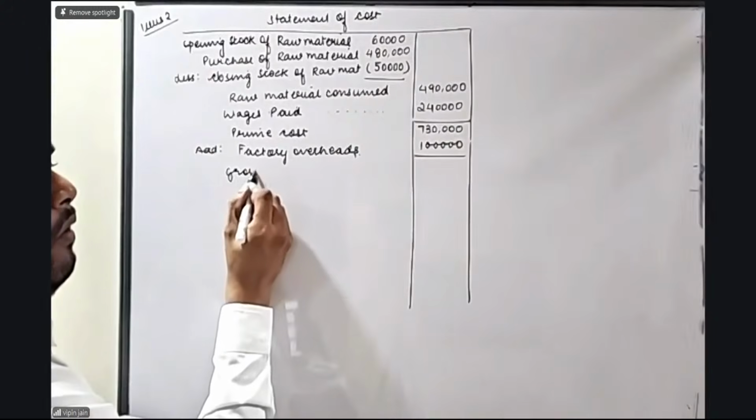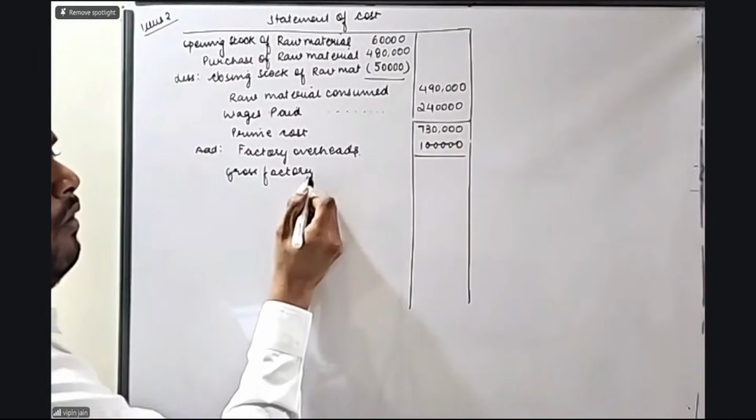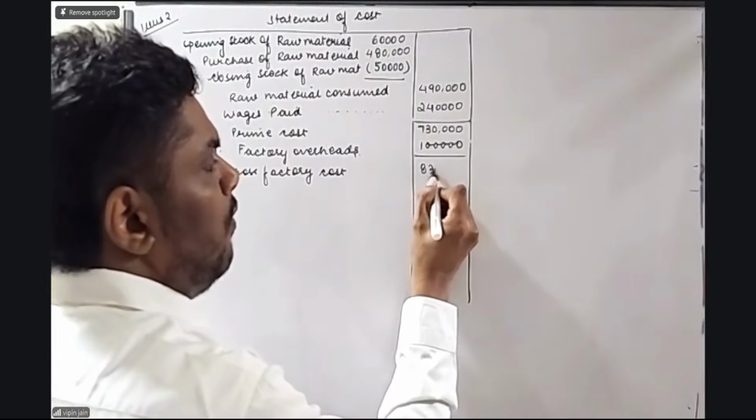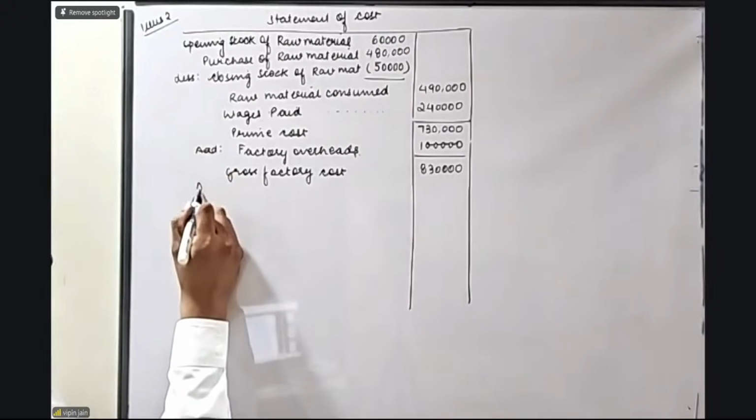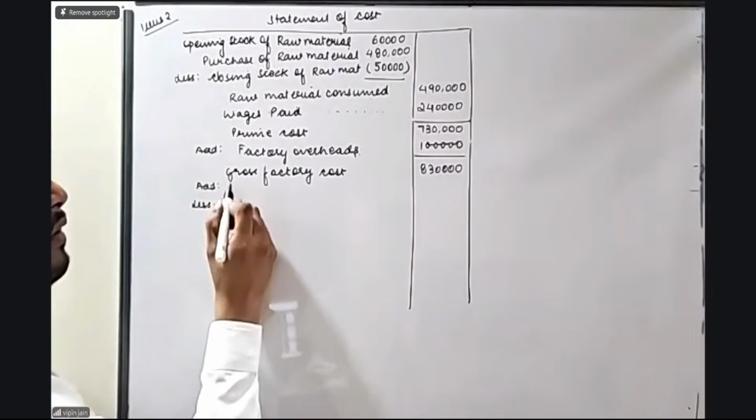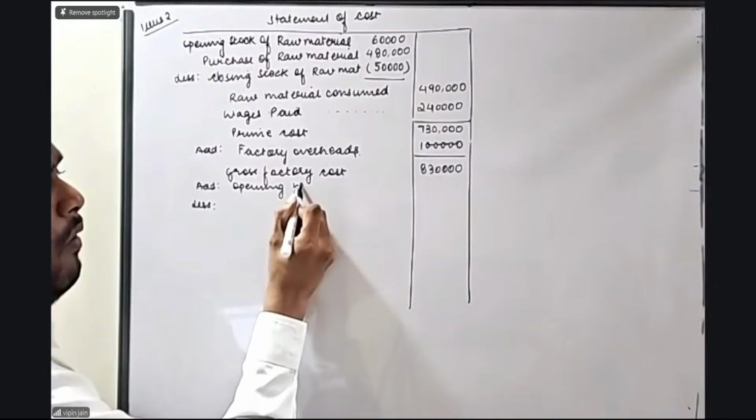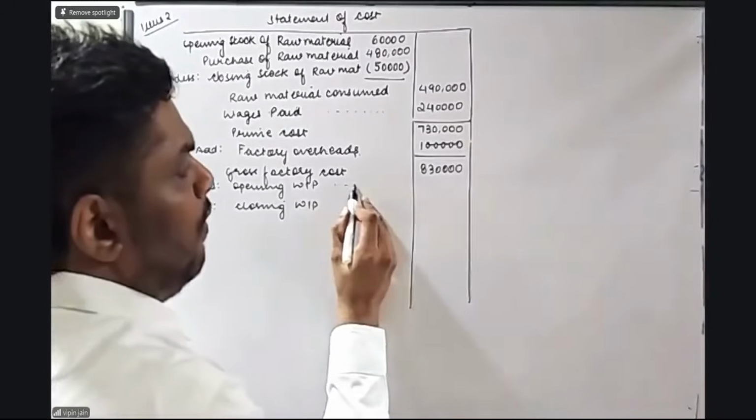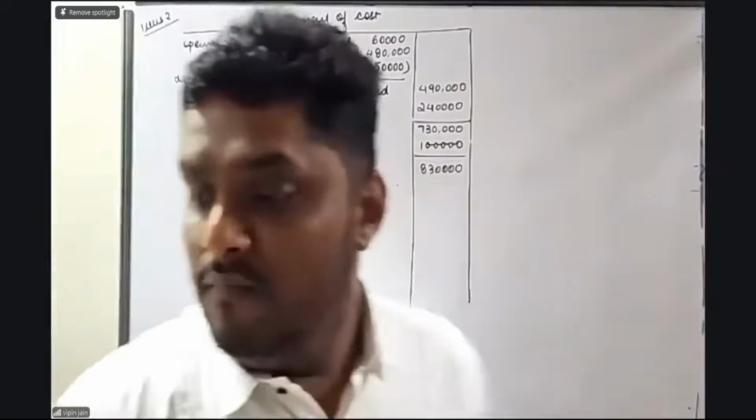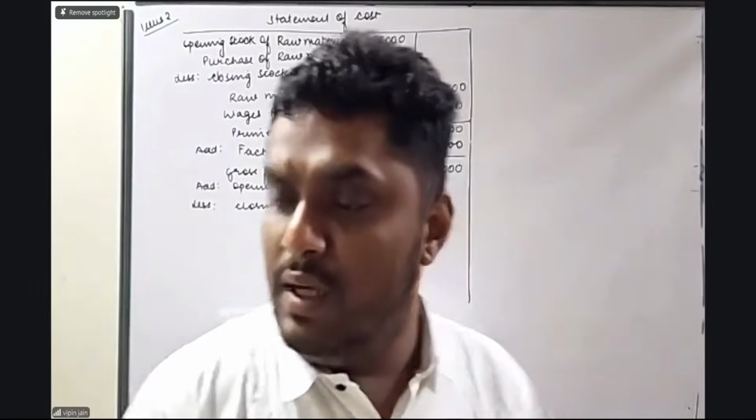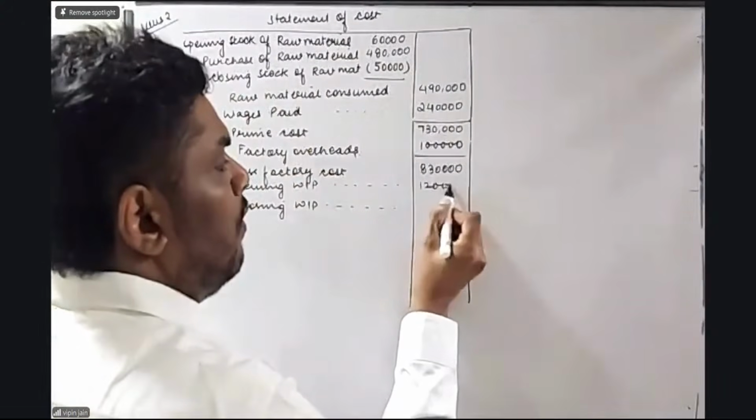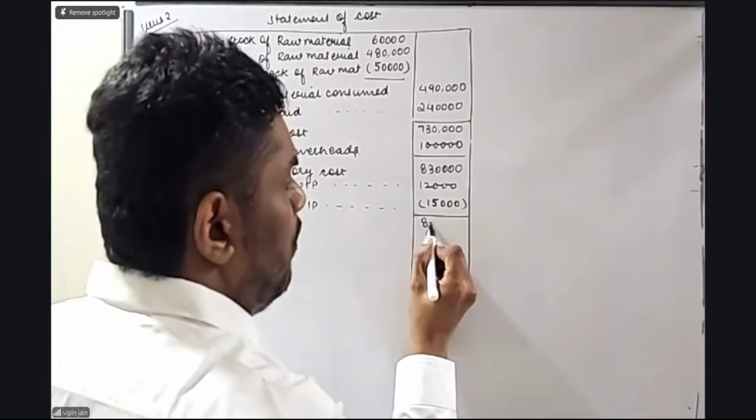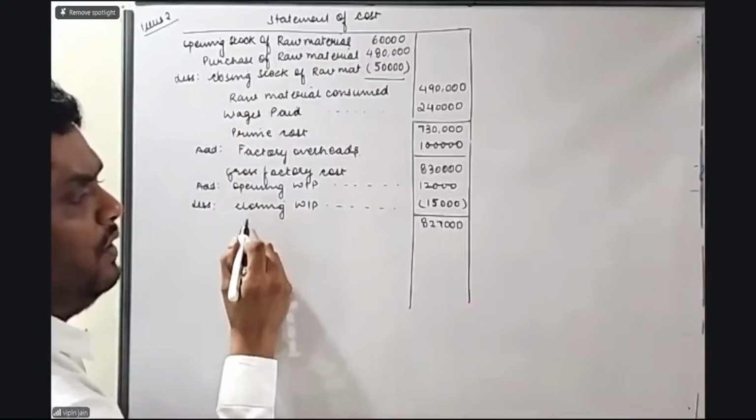We will get gross factory cost. In this, we will make adjustments of opening and closing work in progress, that is 12,000 and 15,000. We'll get factory cost or work cost.